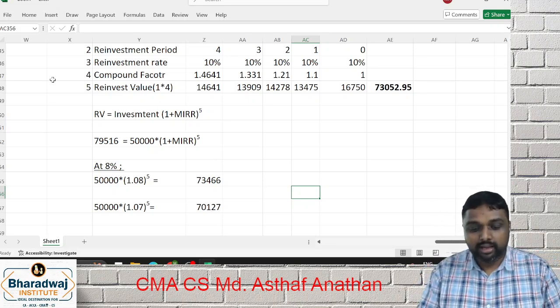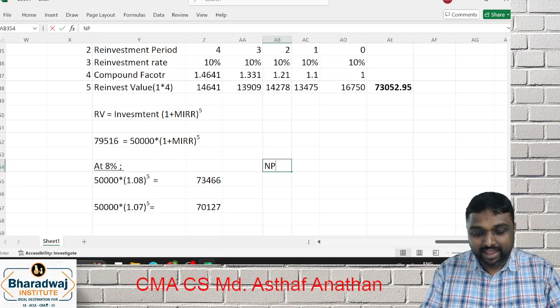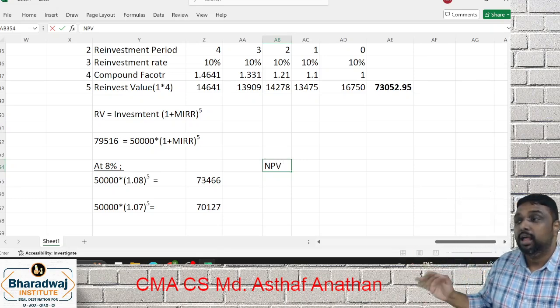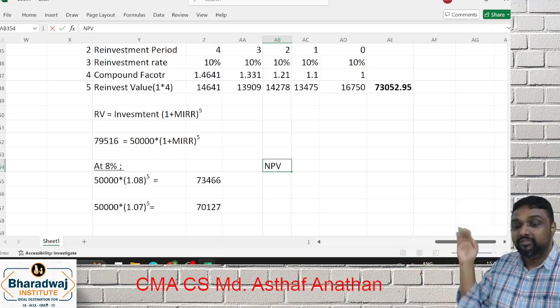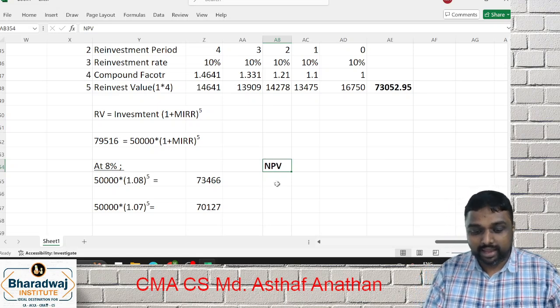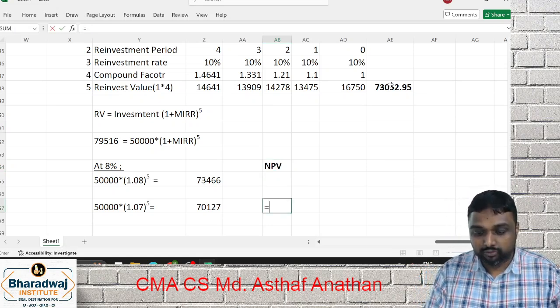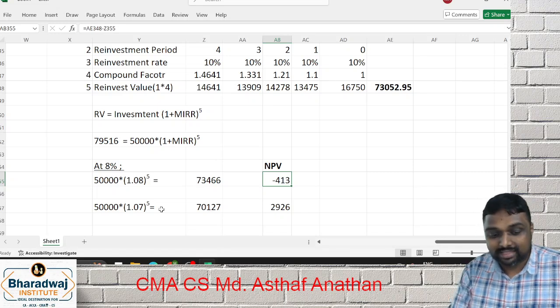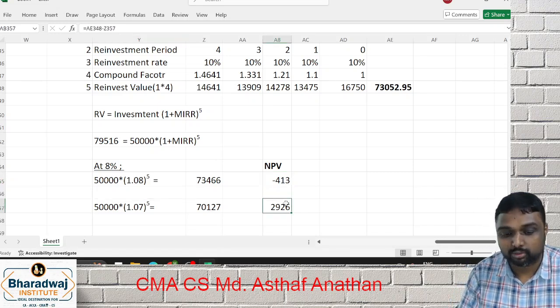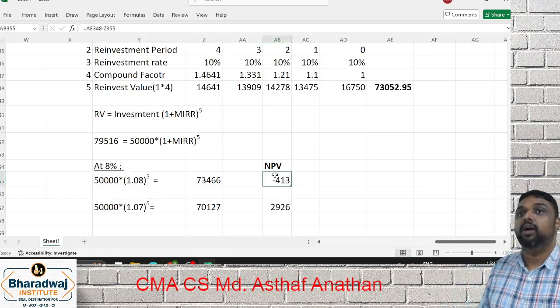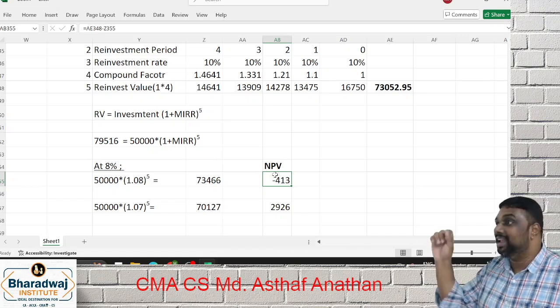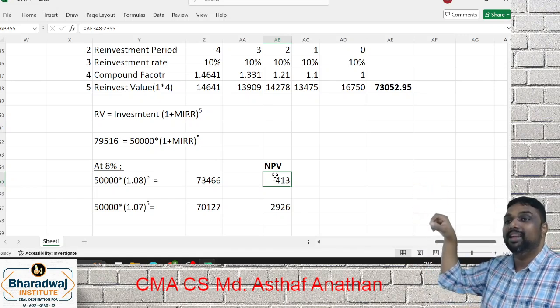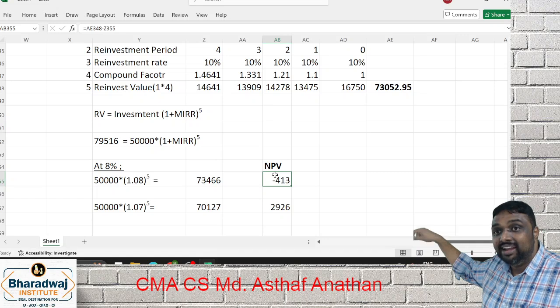Now what you will do now? Your same point, you have to go. Technically this is not called NPV, but that is why we call it MIRR. We simply call it NPV. What is the NPV now? This is your inflow. This is your outflow. Here you have positive, this is your inflow. This is your outflow. This is 493. So at 7% you are getting 2926. At 8% you are getting minus 413. That is why this method is called MIRR. So it will be between 7 and 8.